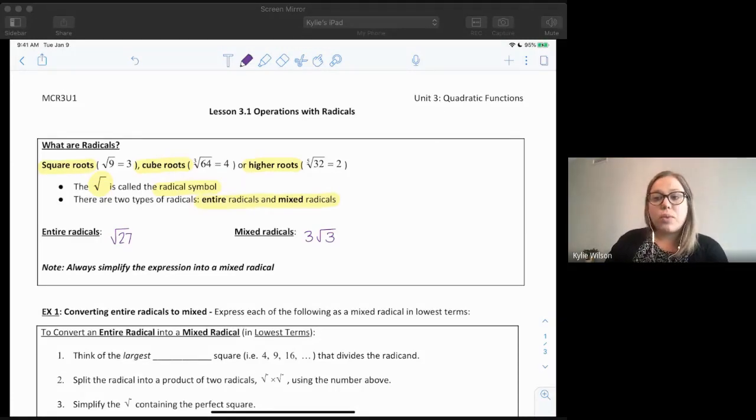So one thing that we really need to start doing now is we always need to simplify our expressions into a mixed radical. If you haven't done that, you will lose part of a mark because your answer is not fully simplified. So let's do a few examples and I'll show you how this works.